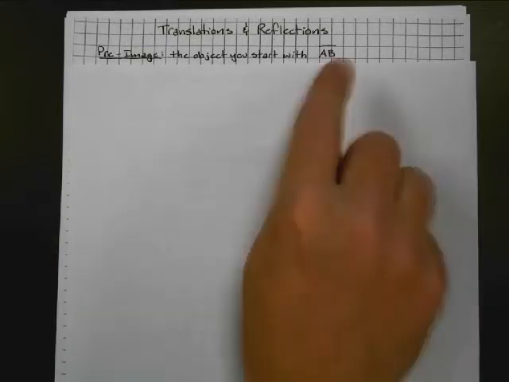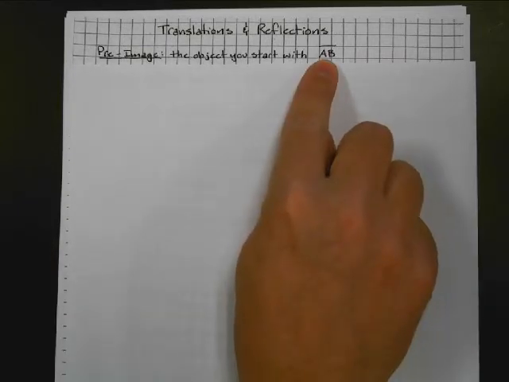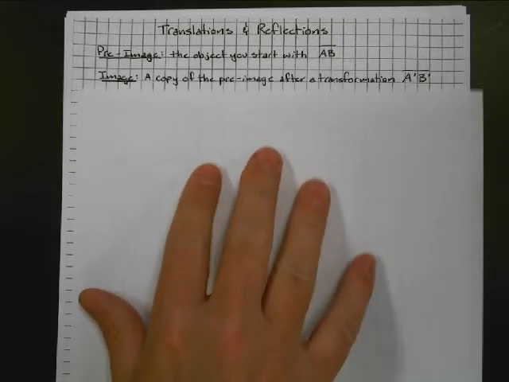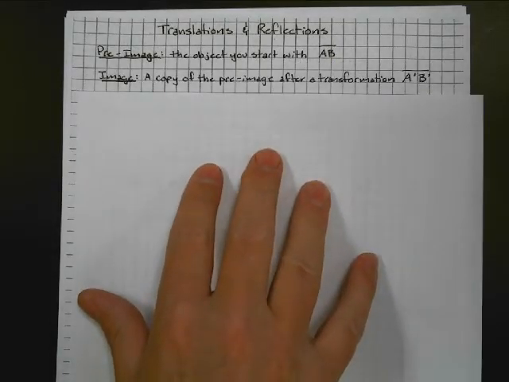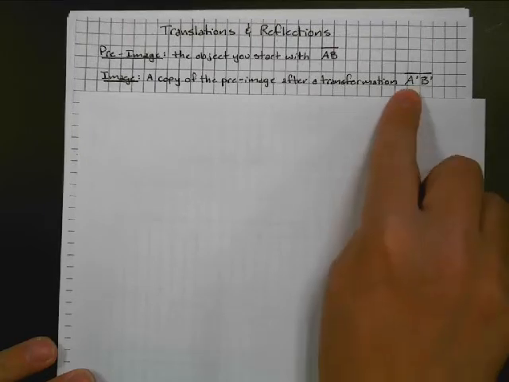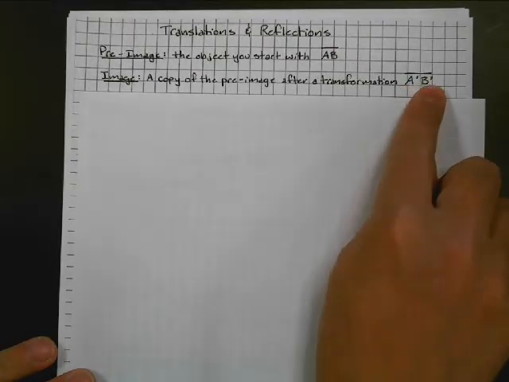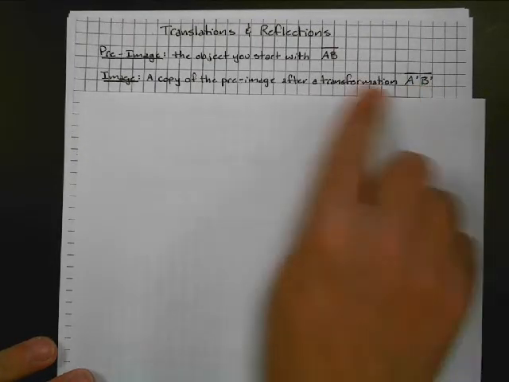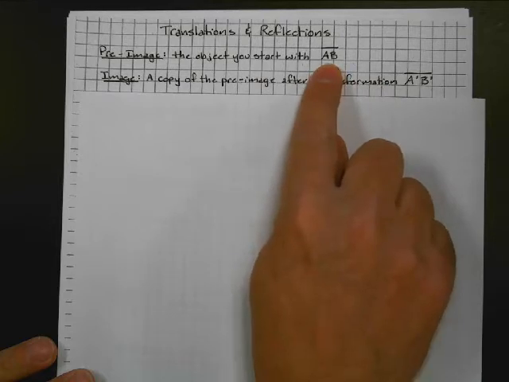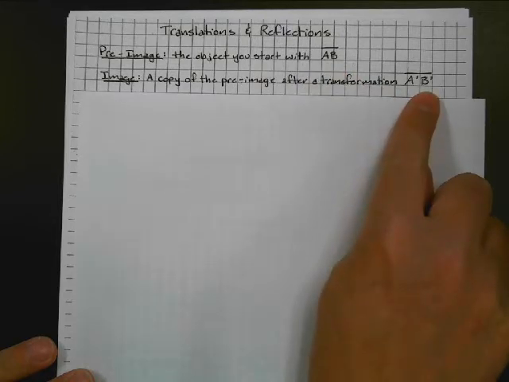So, a pre-image is the original. So that's where you start. So you might start with a line segment called AB. Okay, so that's the pre-image, and then the image is the copy. And you can tell which one's the copy because it'll have these little apostrophe marks. We call those primes. So the original would be AB, the copy would be A prime, B prime.